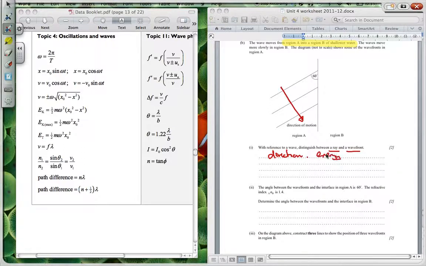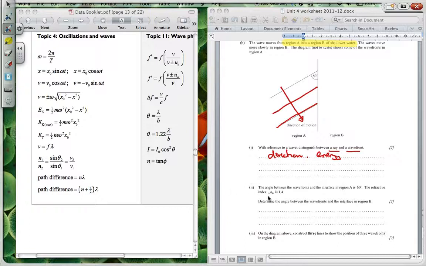A wavefront is a line that connects all points that are on the same phase. So all of these would be in the same phase. This would usually be your crest. So all the points in there are all at the top of their cycle. Let me just say it again: lines connecting points with the same phase, or they are all at the same point in the cycle.